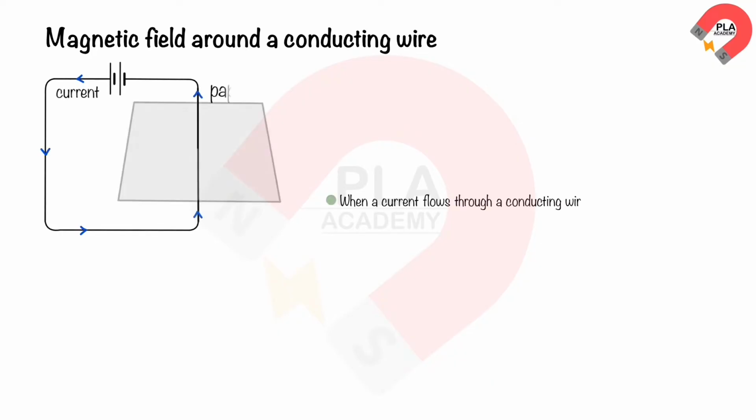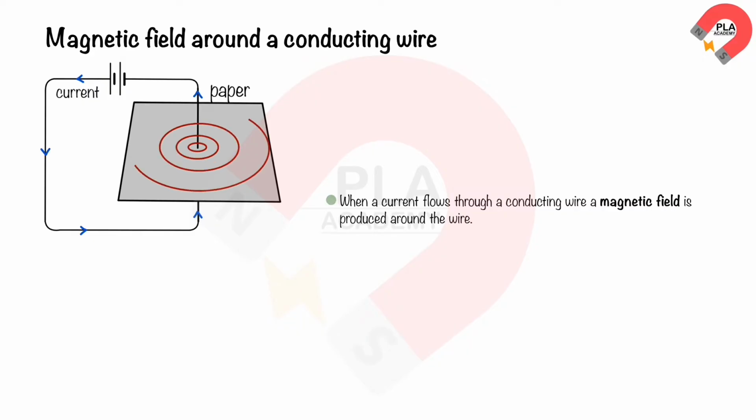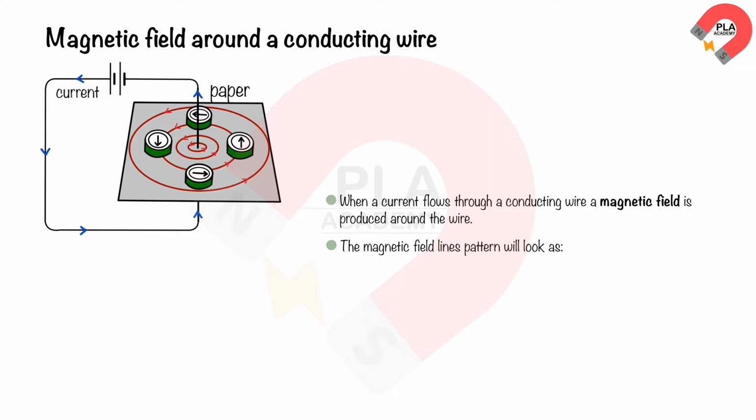Magnetic field around a conducting wire. When a current flows through a conducting wire, a magnetic field is produced around the wire. The shape and direction of the magnetic field can be investigated using plotting compasses. The compasses would produce a magnetic field line pattern that would look like the following.